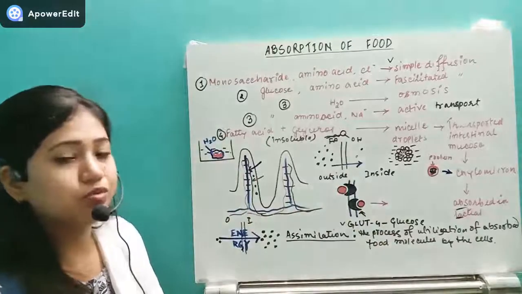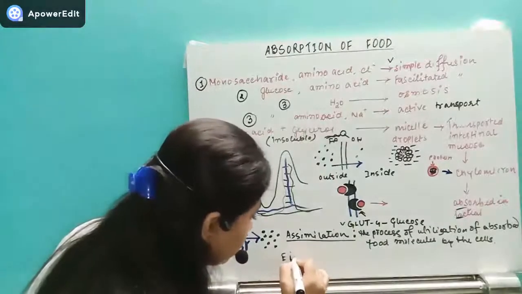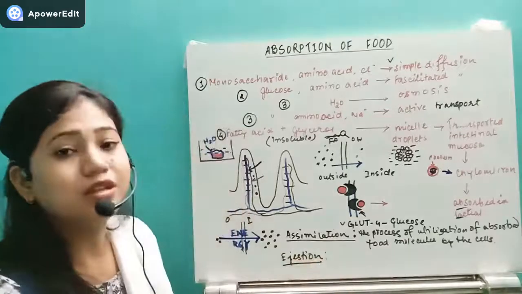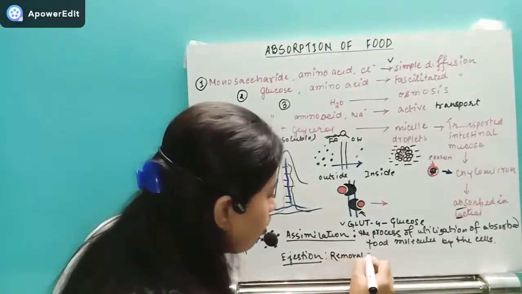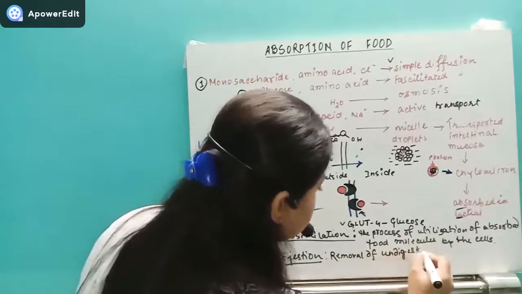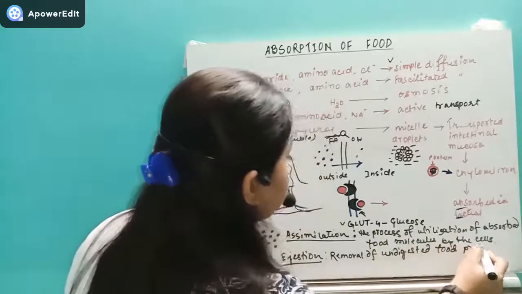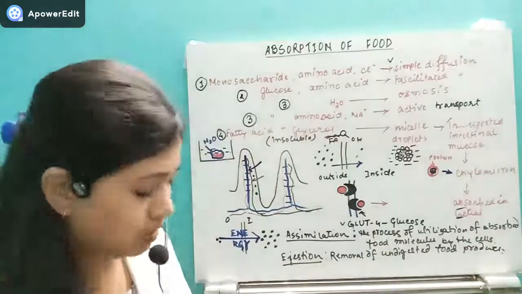After the assimilation process, the next process will be egestion. Now what is the egestion process? Egestion means the removal of undigested food product. Undigested food product will be removed outside by the process of egestion.